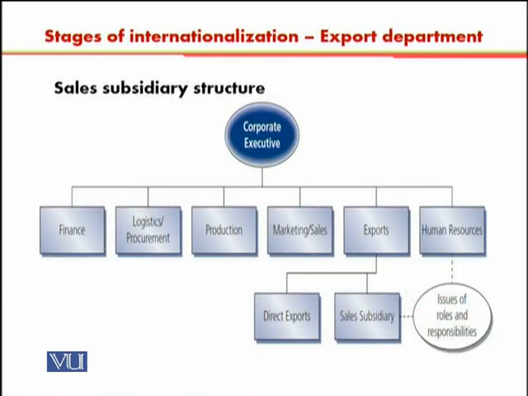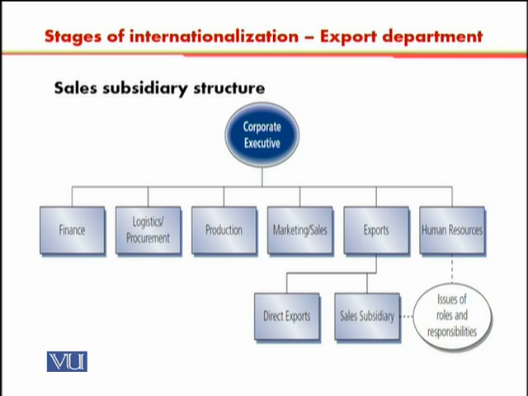In this diagram, you can see that there is the corporate executive, and under that corporate executive, there are departments of the organization. There is finance department, logistic department, production department, marketing and sales department. And now you can see that the department of exports is added in the organizational structure. In the previous structure of the export department, you remember that the foreign sales came under the marketing and sales department. Now you can see that one department of exports is added in this particular step.